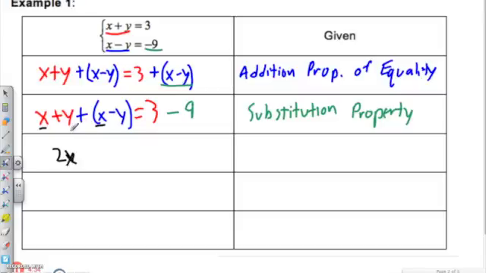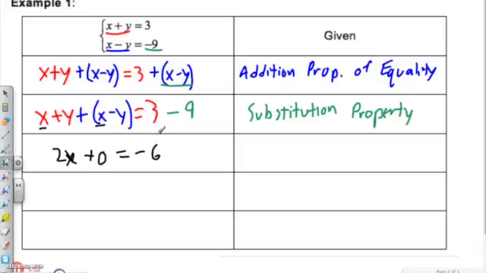Now, when I take a positive y and a negative y and add them together, that's going to give me 0. Technically it's 0y, but that means we're going to multiply y times 0, which just gives us 0. And on the right we're going to have 3 minus 9, which is negative 6.